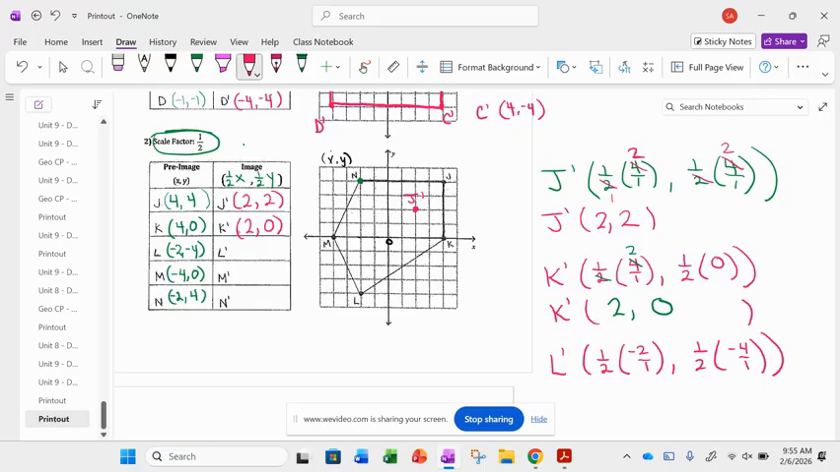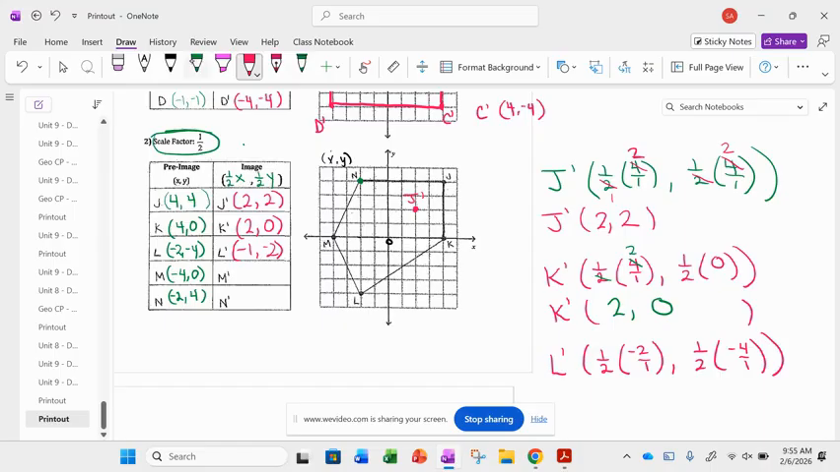Okay, who got coordinates for L prime? Can somebody tell me what they got for L prime? Jack? Negative 1, comma, negative 2. How many people got that? How many people were still working?